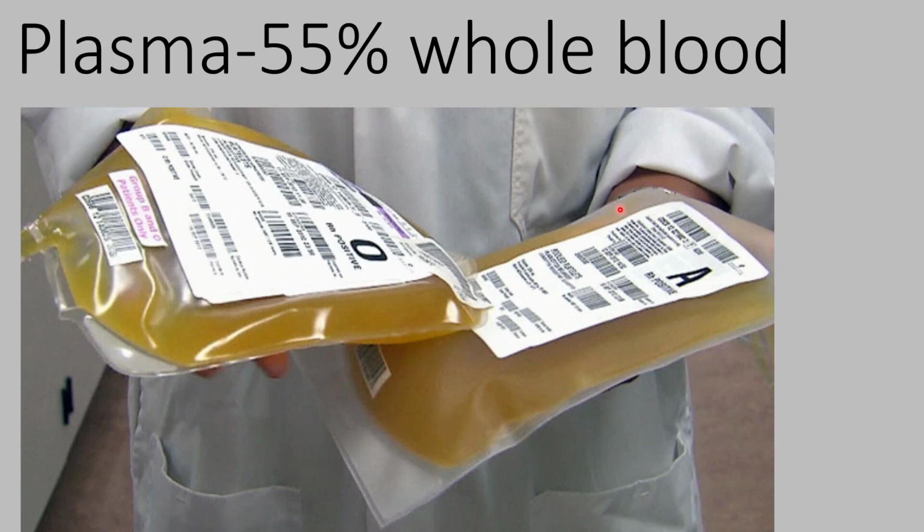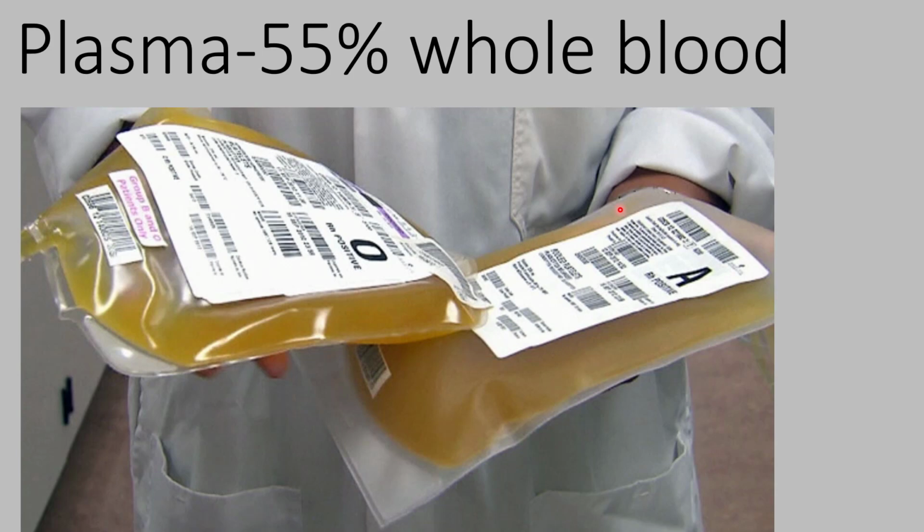What is it? What does it look like? What's its function? What's it made of? So plasma, which we see here, if you've ever donated plasma, you've seen this. It looks a lot like urine, and as I mentioned before, it's very similar to urine. And what we'll learn later in the semester, it is the foundation from which urine is made.